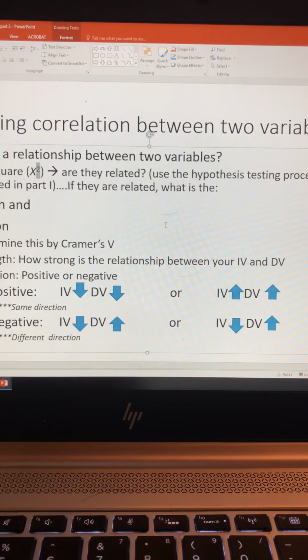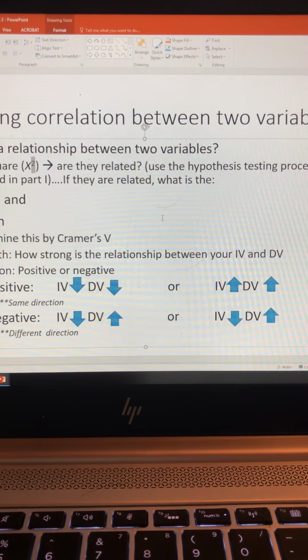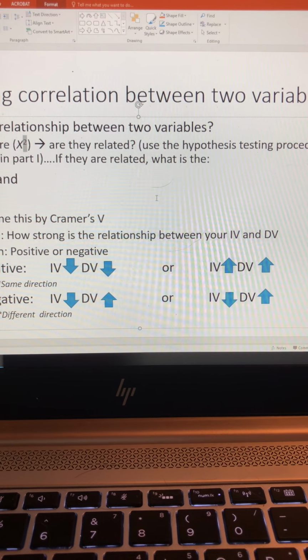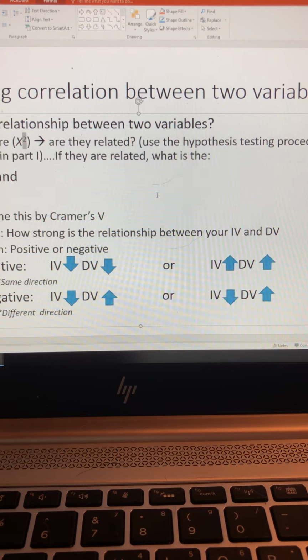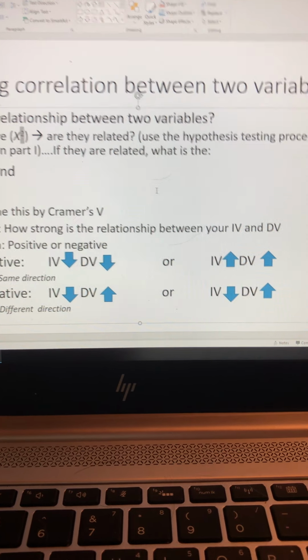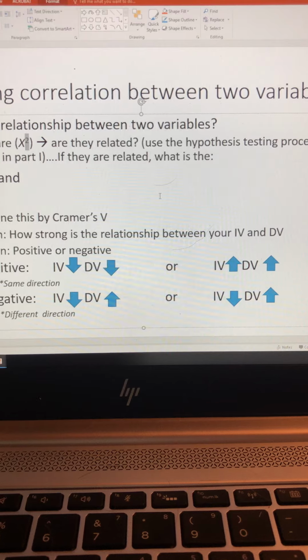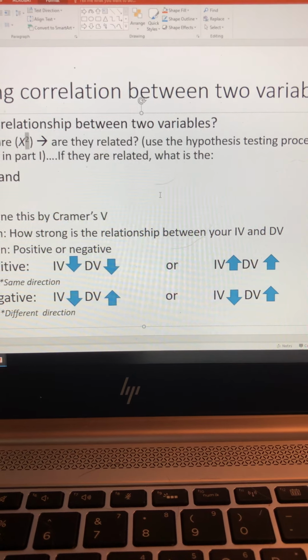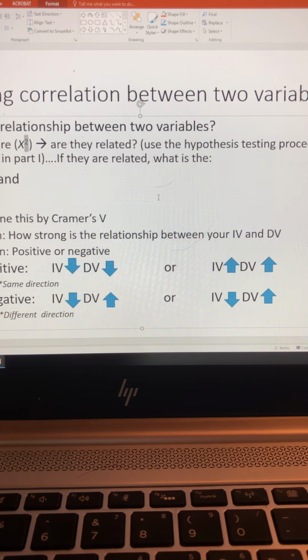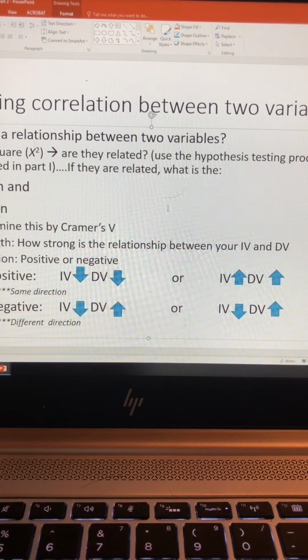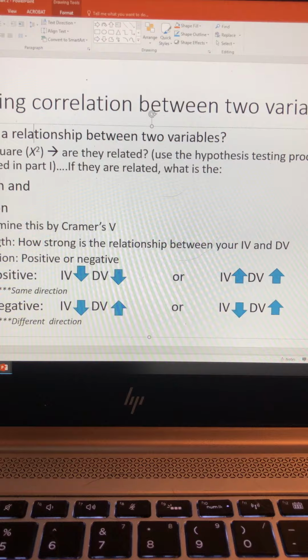So let's say in our example we got a chi-squared value of 58, which tells you that there is a relationship. In the example I did previously, you get that 58, compare it to the critical value, and you find there is a relationship. You reject the null. The next thing you do is calculate that Cramer's V to look at the strength. In order to assess direction, I'm just going to say look at it.